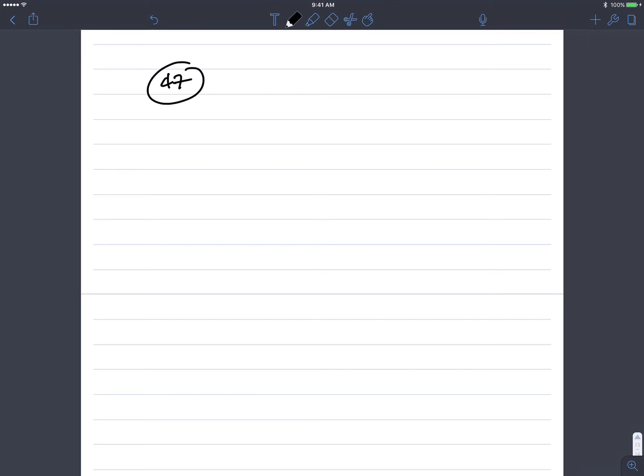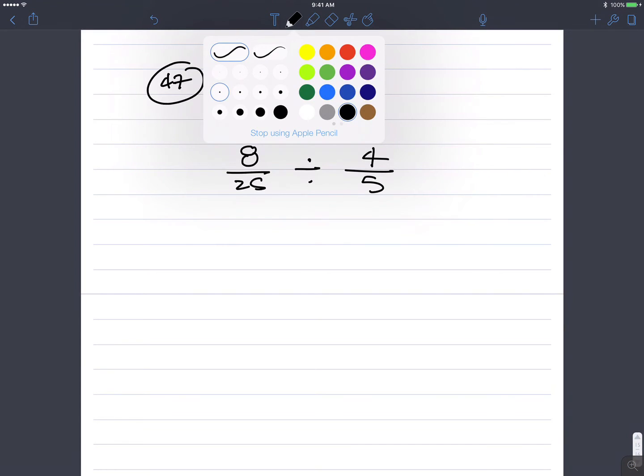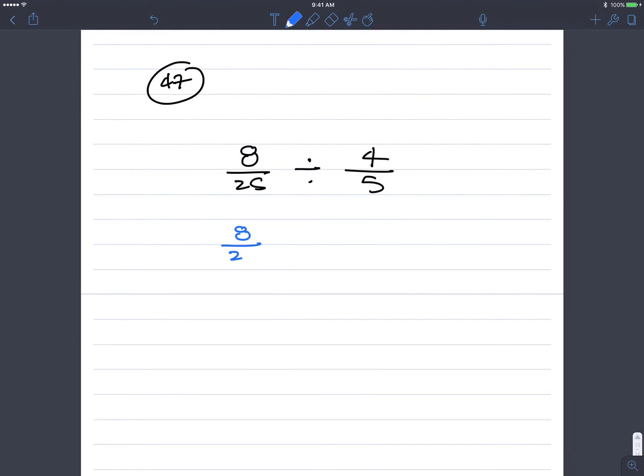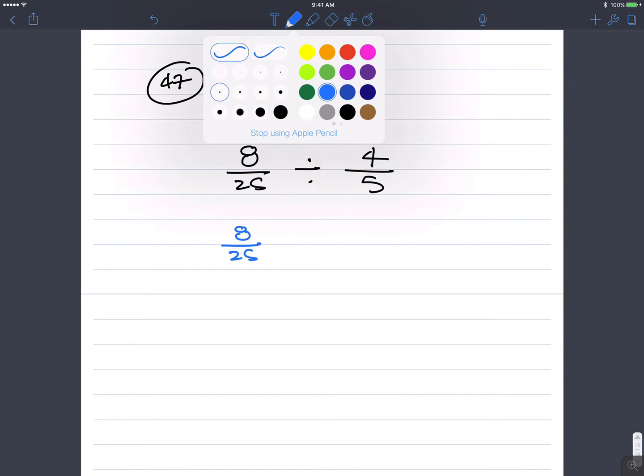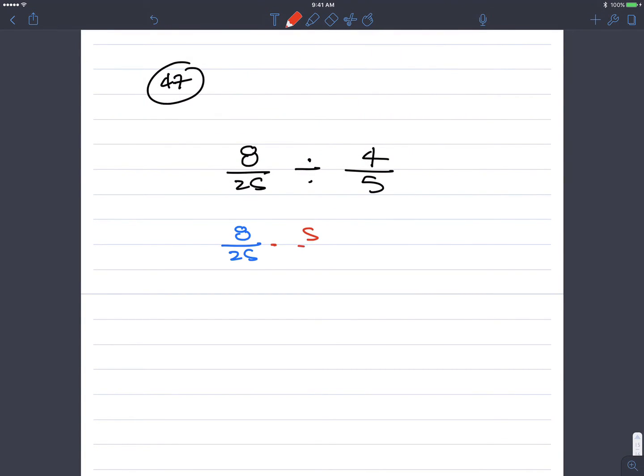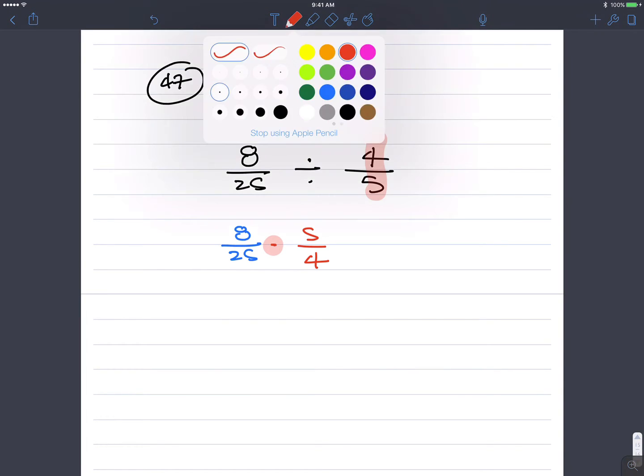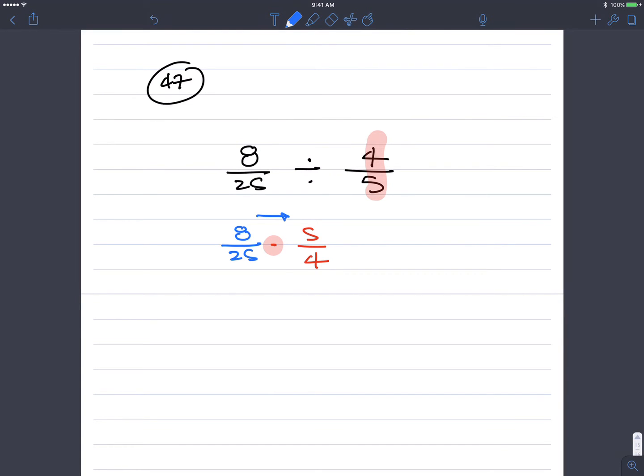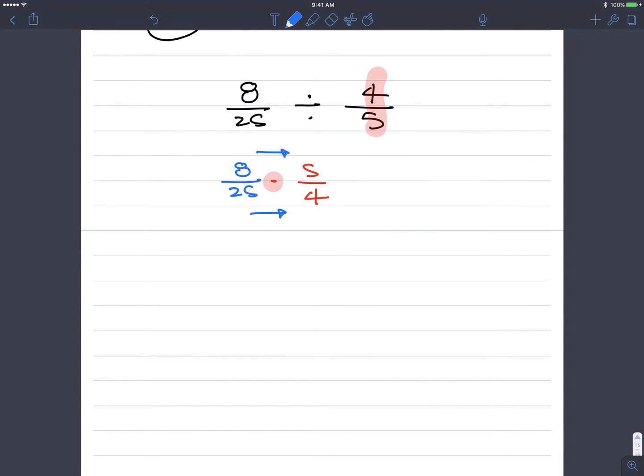47. 8 over 25 divided by 4 over 5. Keep the first fraction the same, 8 over 25, and then multiply by the reciprocal of the second fraction. Flip the second fraction over. 4/5 becomes 5/4, and multiply. When you multiply fractions, you multiply horizontally across. So this becomes 8 times 5 over 25 times 4.